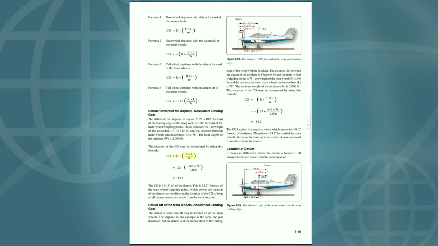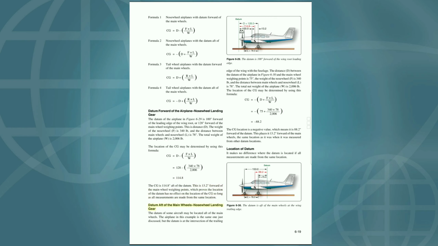CG equals D plus F times L divided by W. 340 times 78 divided by 2,006 plus 128 equals 114.8. The CG is 114.8 after the datum. This is 13.2 forward of the main wheel weighing points, which proves the location of the datum has no effect on the location of the CG so long as all measurements are made from the same location.